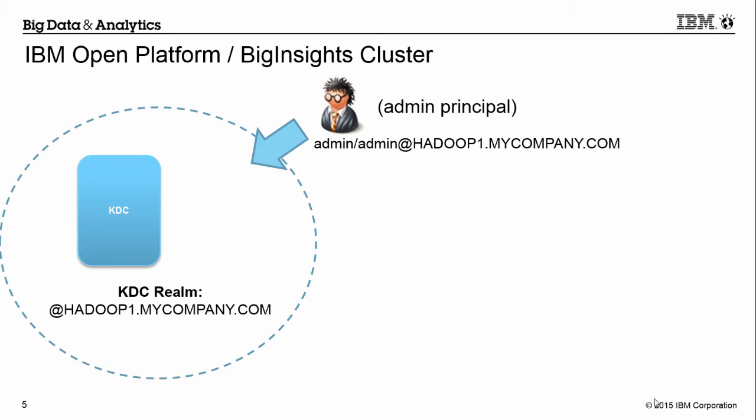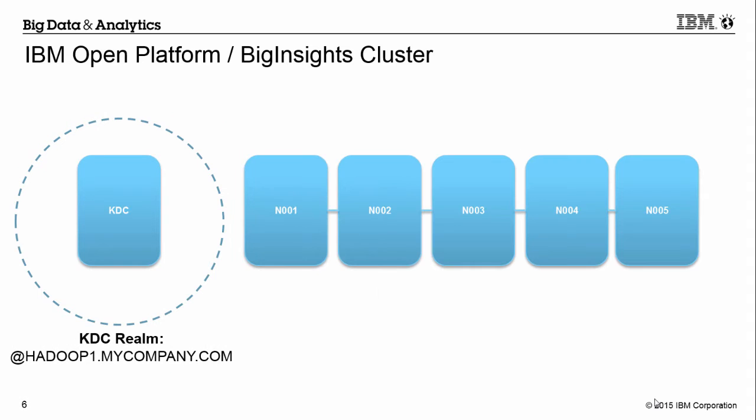The next thing we'll do is set up a principal. Now, a principal is simply a person or a service that my KDC server will recognize and provide authentication services for. In this case, the first principal will be the administrator, and that principal will be called admin/admin. Now, note that that's not a user ID and password. Admin/admin is the full principal name, and that principal is recognized under the realm hadoop1.mycompany.com.